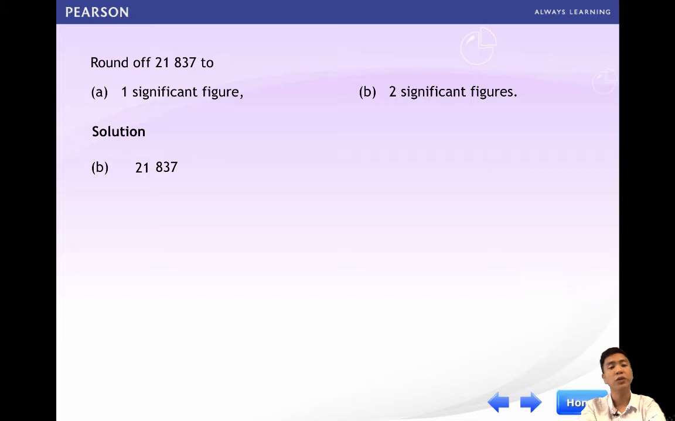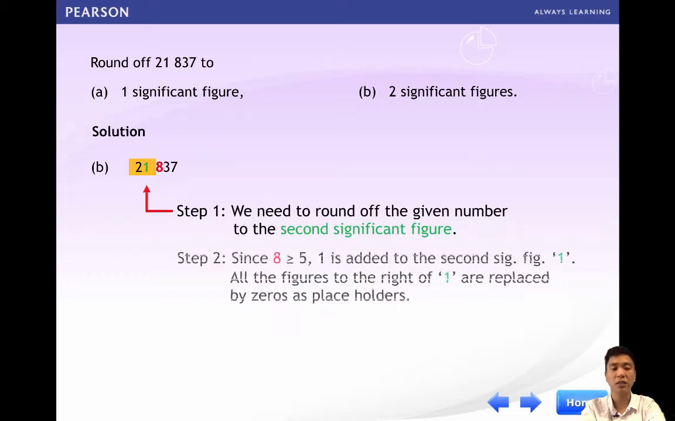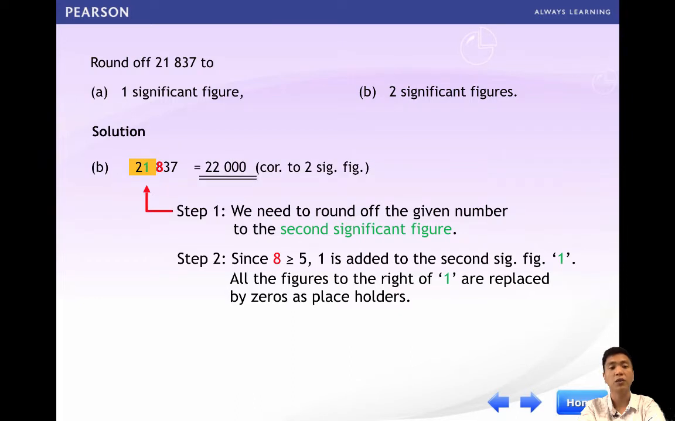And part B, we try to correct this number to 2 significant figures. The second significant figure here is the 1 represented here, and we look at the next digit. It is 8, and 8 is greater than or equal to 5. So we make the 1 become 2 on the second digit. So we round up this number to 22,000, and we can get the answer here. We should write down that the answer is correct to 2 significant figures.